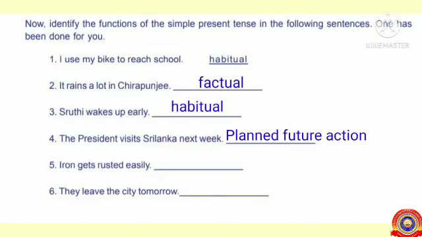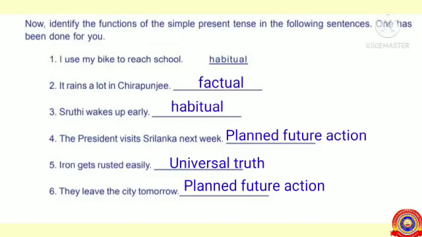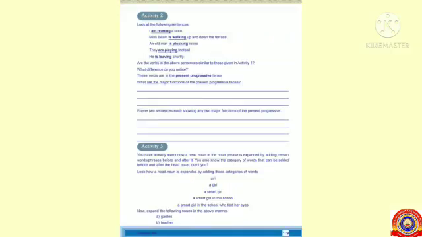Next one, iron gets rusted easily. Yes, it is a universal truth. Then they leave the city tomorrow. Tell me, what's the function of this sentence? Yes, it is a planned future action. So hope you all understood about simple present tense and its functions. Now all of you take page number 179.